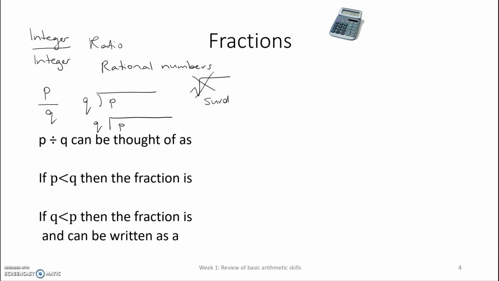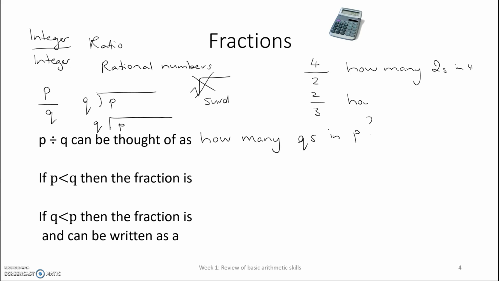So P divided by Q, it's a question. How many Q's in P? So 4 over 2 says how many 2's in 4. 2 over 3 says how many 3's in 2.